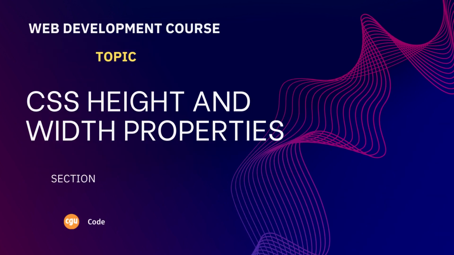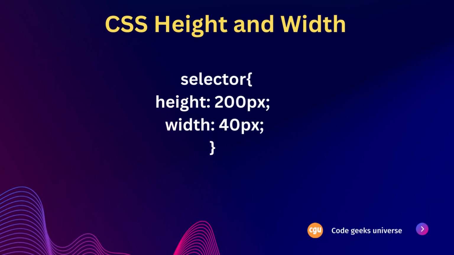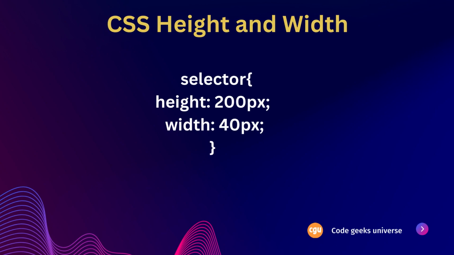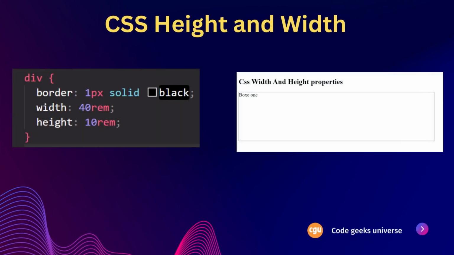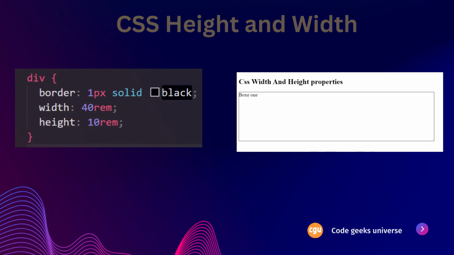In this video, we are going to cover CSS height, width and max width properties. Before we get started, let's understand what these properties are all about. In simple terms, the CSS height property sets the height of an element and the width property sets its width. For instance, if we have a div element, we can use height and width to control its size. But remember, these properties affect the content area, not the padding, border or margin.